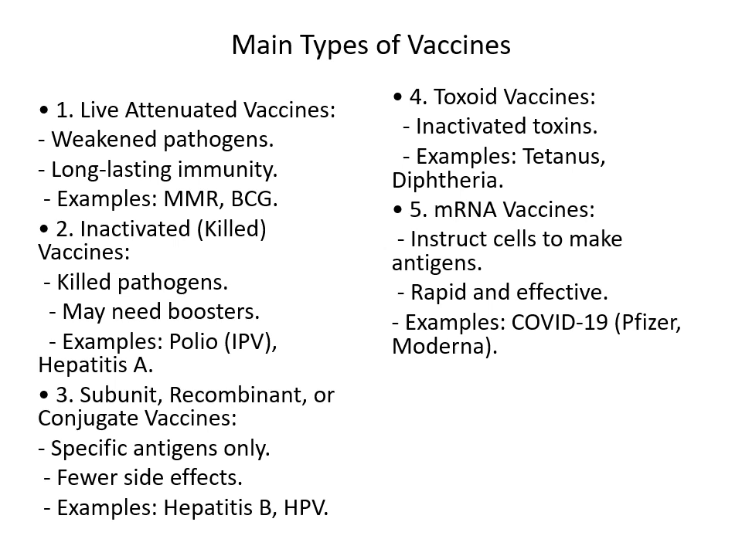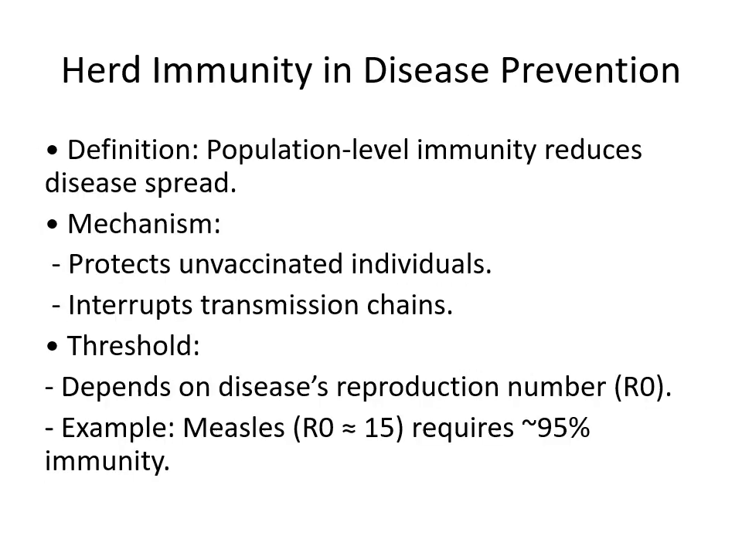And then we have toxoid vaccines. Toxoid vaccines have inactivated toxins from bacteria, for example tetanus or diphtheria. mRNA vaccines also instruct the cells to make the antigens, and this is rapid and effective. For example, you have COVID-19.